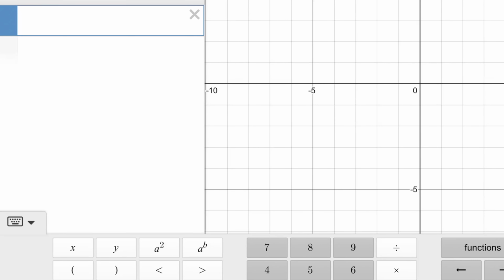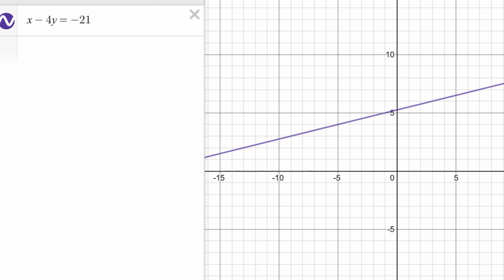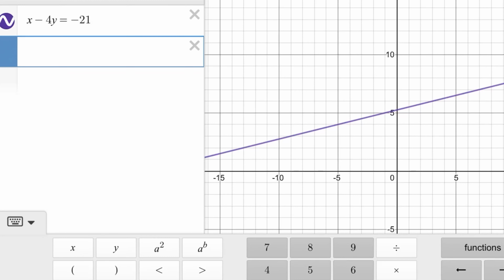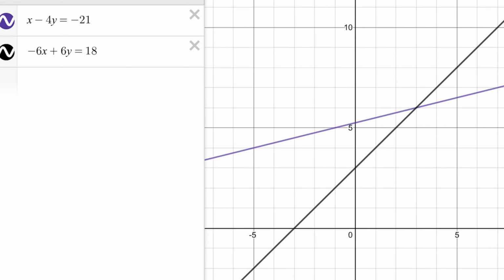Now let's explore the graph of problem number 5. We have x minus 4y is equal to negative 21. That's the graph of our first equation. And the second equation is negative 6x plus 6y is equal to 18. So these two equations will meet at 3, 6. So that's the solution of our system of equations.